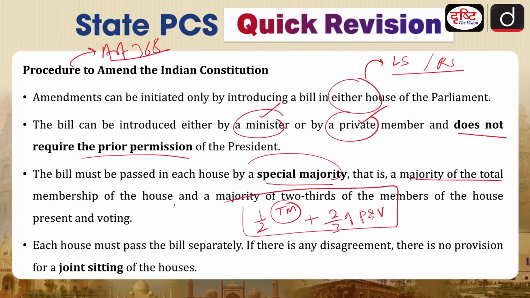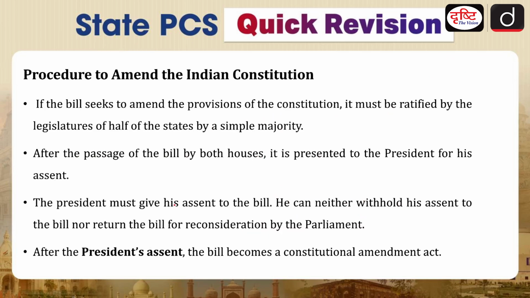Now when we talk about amendment of the Indian Constitution, there is no provision for a joint sitting. If there is a deadlock between Lok Sabha and Rajya Sabha relating to the amendment bill, there is no provision for a joint sitting, because obviously if there is a joint sitting, Lok Sabha will have an advantage there. Moving further, if a bill seeks to amend a provision of the constitution, here they are talking about the federal provisions. Please keep a note of that.